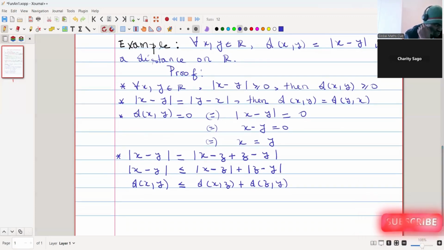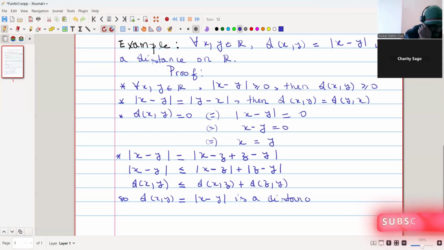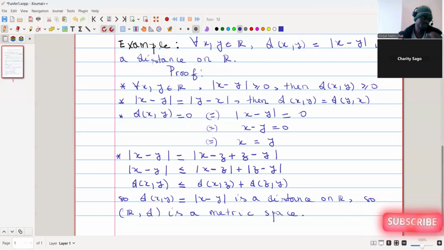So g(x, y) equal to the absolute value of x minus y is a distance on R. So (R, g) is a metric space, right?